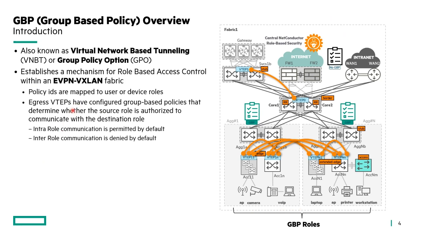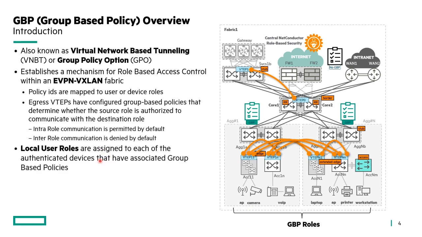These policy IDs are input into the EVPN VXLAN headers that are transported across the network. The egress VTEPs have configured group-based policies that determine whether or not the source role is authorized to communicate with the destination role. By default, intra-role communication is permitted, but inter-role communication is denied. Local user roles are assigned to each of the authenticated devices that have associated group-based policies. Macro or micro segmentation scenarios are supported, with either inter-VNI or intra-VNI segmentation for the roles.